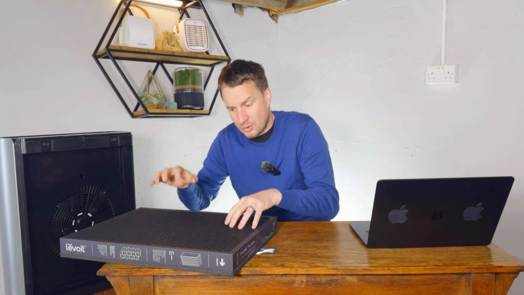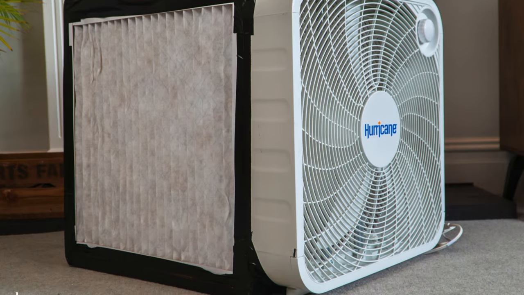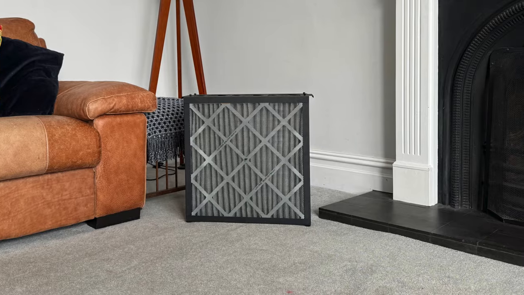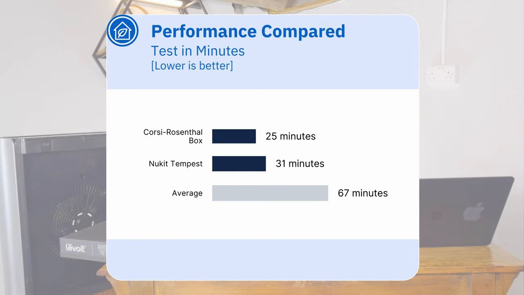But it doesn't mean that these devices are terrible air cleaners. The AHAM CADR tests back up that they are good performers at removing dust, pollen, and smoke. Our own in-house testing proves that. And even the DIY air purifiers like the Corsi-Rosenthal box or the Nukit Tempest that we've tested, they all use non-HEPA grade filters, but they're really effective at removing particles from the air.